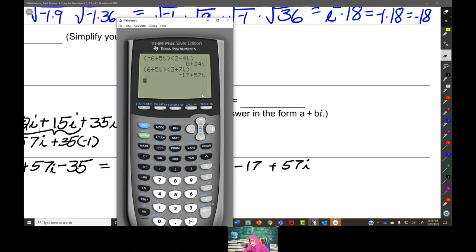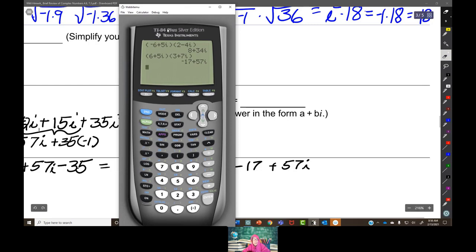You don't have to use a calculator, but if you want to, it's okay. Learn how your calculator does it, or you can follow this video to see how the TI-83 or 84 does it. Or if you have an ancient TI-82, that would probably work, but it doesn't work for some things we need. So you're safer with the TI-83 and 84 Plus, preferably Plus Silver Edition. All right, that is our review of the complex number system.